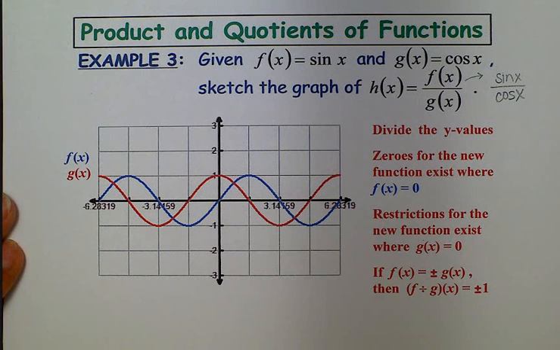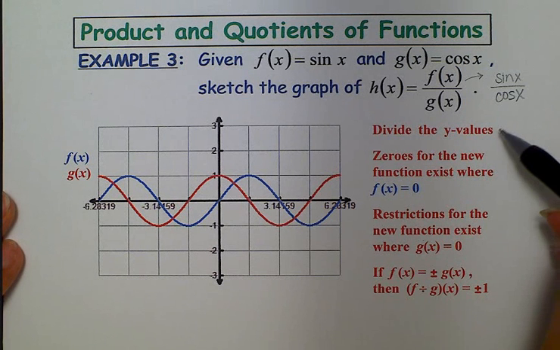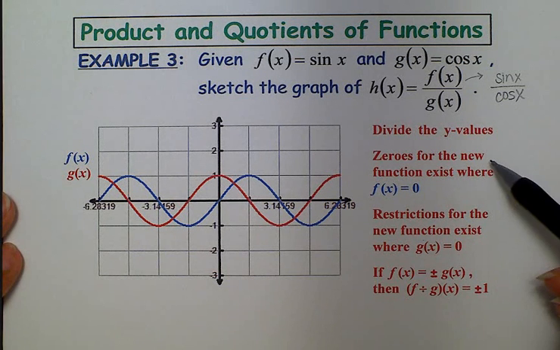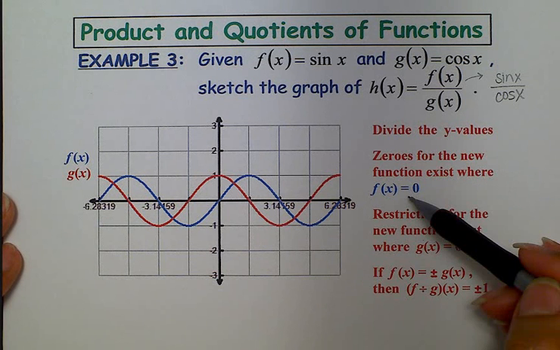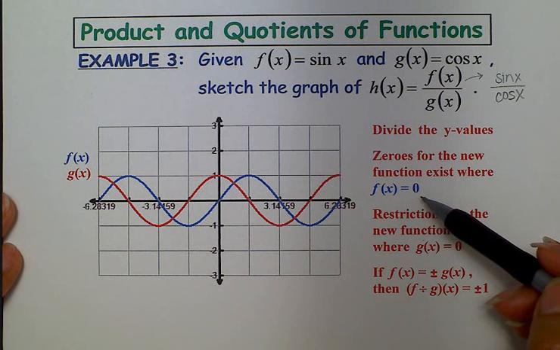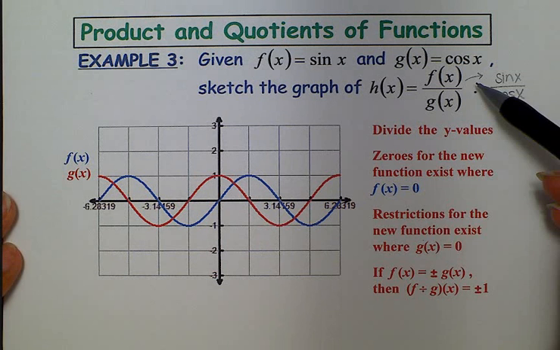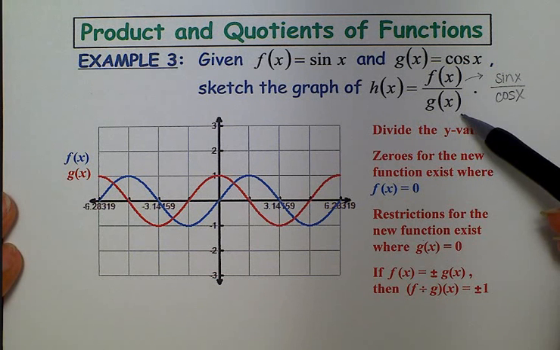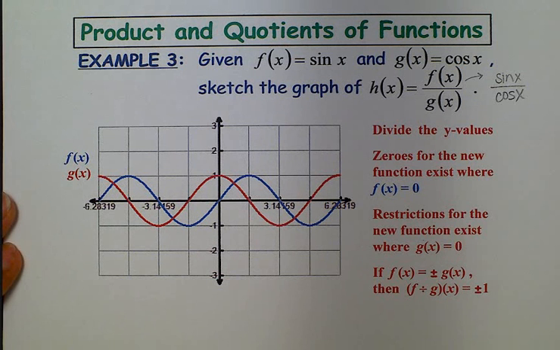So what we need to think about is dividing the y values, since it is the quotient of two functions. We also want to remember that the zeros for the new function exist wherever the numerator function is equal to 0. So the zeros of the numerator will be the zeros of the quotient of functions. Restrictions for the new function exist where g of x is equal to 0, so any values of x that would make the denominator equal to 0 will create restrictions for the function h of x.